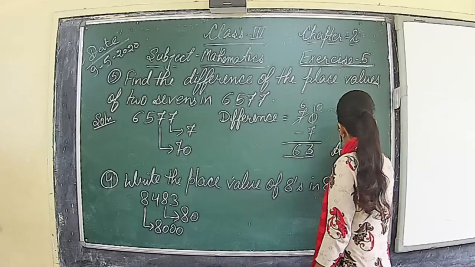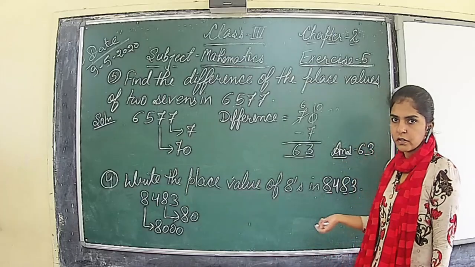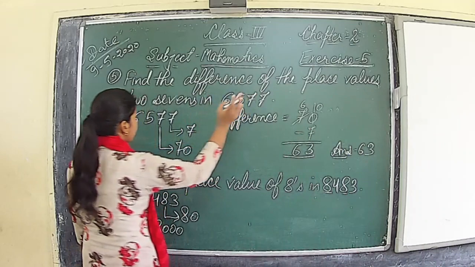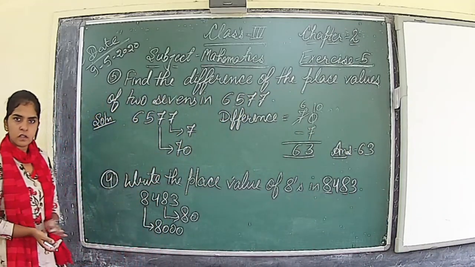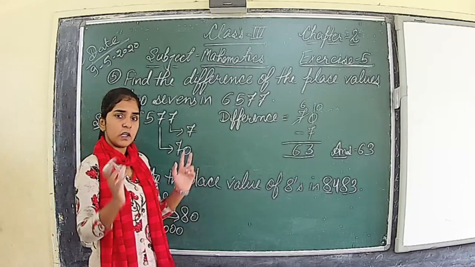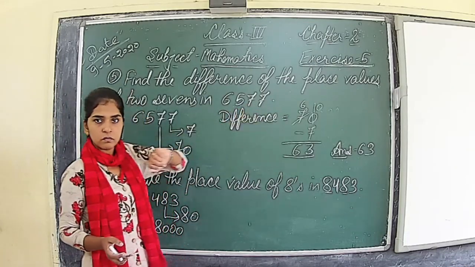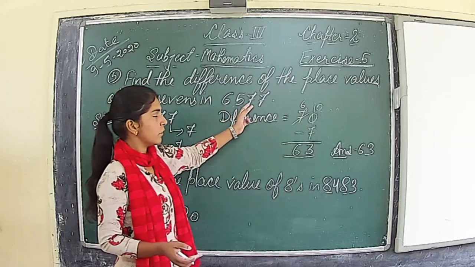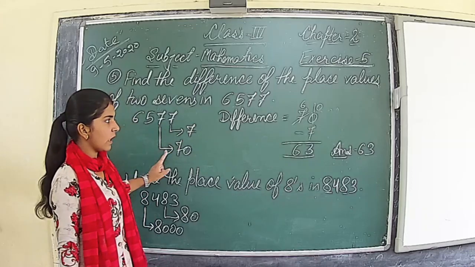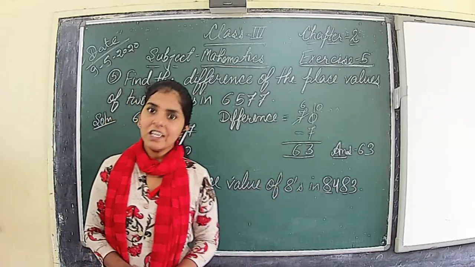Answer is 63. Right? Question was find the difference of the place values of two sevens in this number. It means we need to find the difference between the place value of these two sevens. So for that, first of all we find the place value of these two sevens, and after that we find the difference. So easy. So let's start our next question.